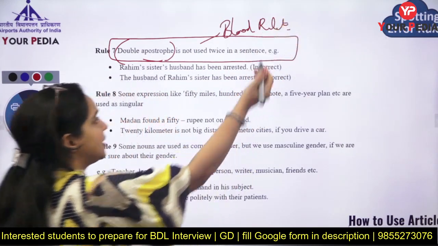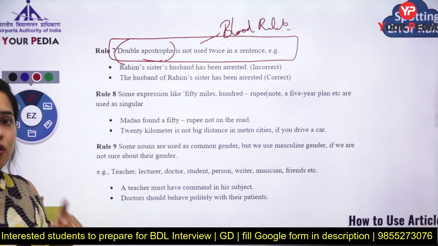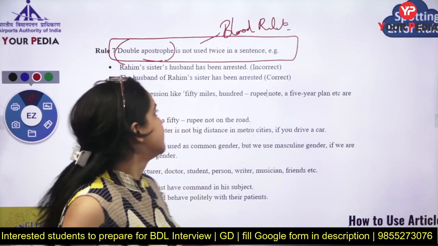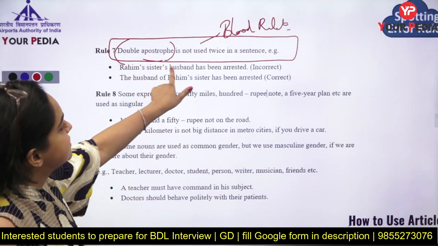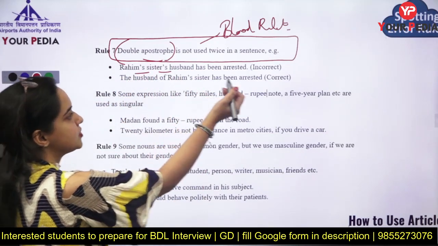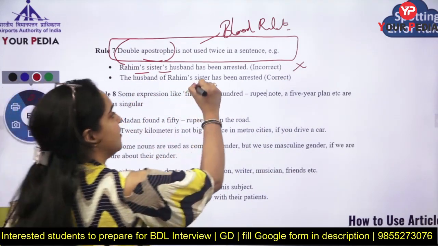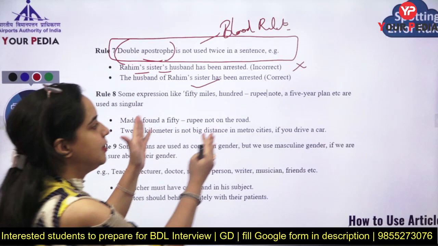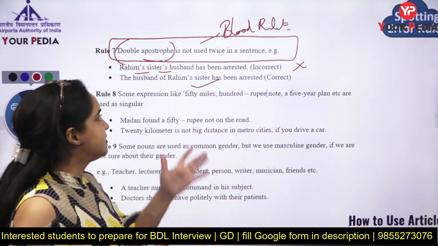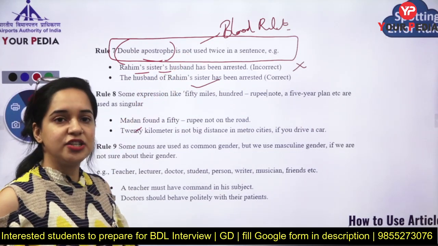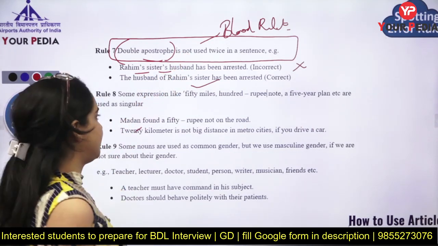So when you are explaining some kind of a blood relation, just think only one apostrophe would be used in between. Two together won't be used. Now, Rahim's sister's husband. This is an apostrophe, this is an apostrophe. This is a wrong sentence. The husband of Rahim's sister. It's fine, right? एक end पे आ सकता है blood relation के, that is fine, that two blood relations are there, it's okay. But while explaining a single blood relation, you won't be using two apostrophes in it.